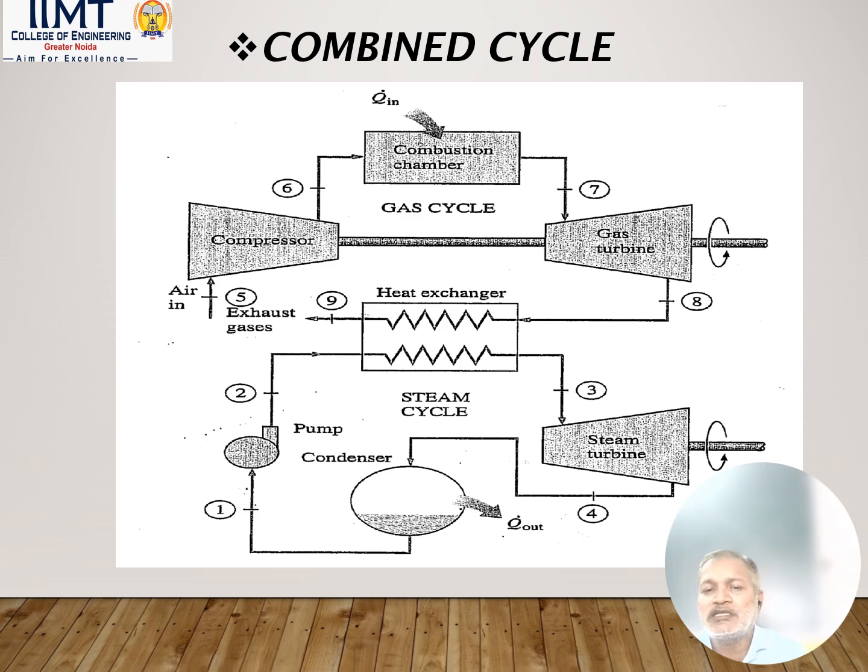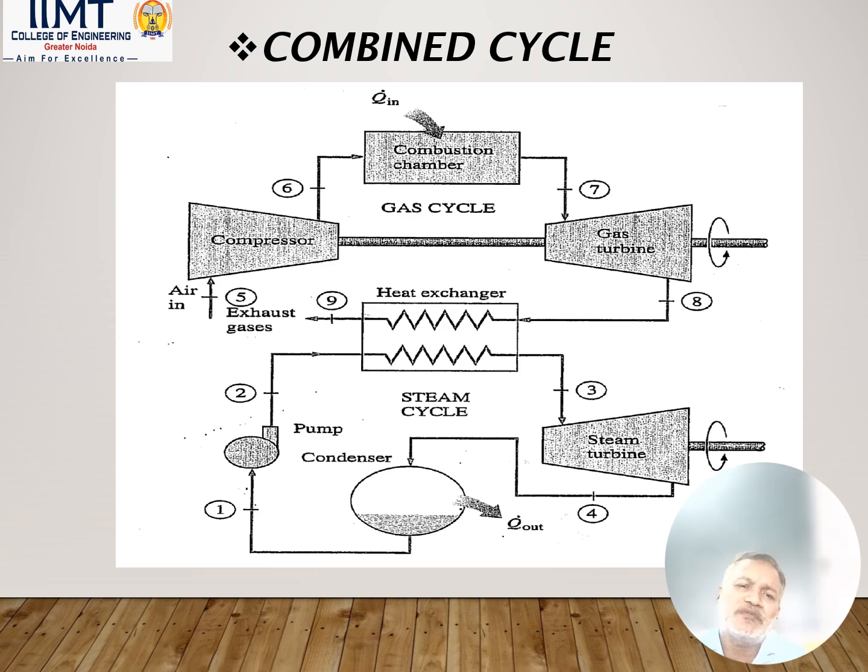In a boiler we fire coal, and flue gases are generated. These flue gases are used to generate steam. Here we are not firing any fuel. We are just using the gas turbine exhaust to generate steam, and this steam is supplied to the steam turbine to generate work. This type of cycle is called the combined cycle, and this increases the efficiency.